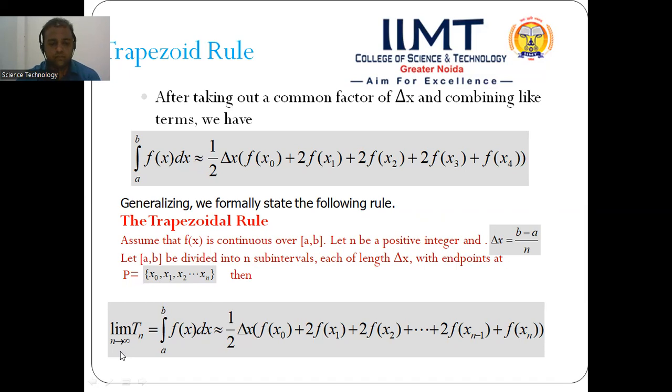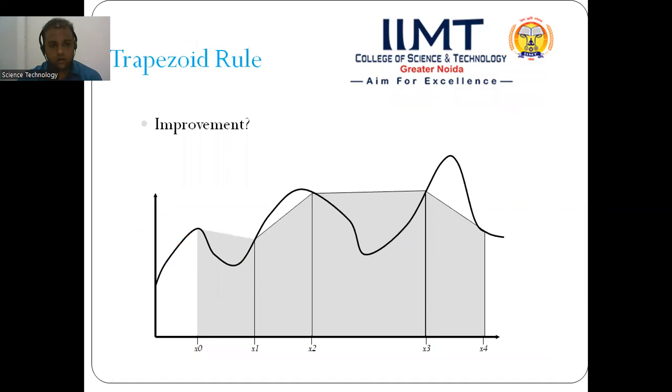Then the integral from a to b of f(x) dx will be approximated by half del x times f(x0) plus 2 f(x1) plus 2 f(x2) plus 2 f(x3) and so on. This is the trapezoidal rule.